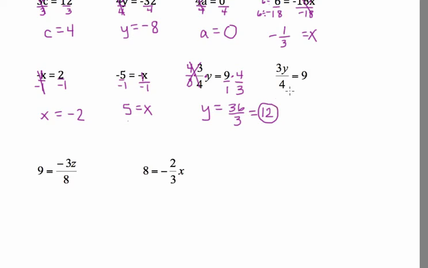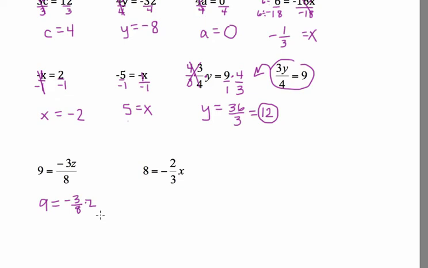This problem is very similar. I just wanted you to see how some of them look a little different. 3/4 y is the same thing as 3y over 4. Even though they look a little different, those two are the same problem. So I would do this problem the exact same way as this previous one. 9 equals negative 3z over 8. Again, that's the same as 9 equals negative 3/8 z.